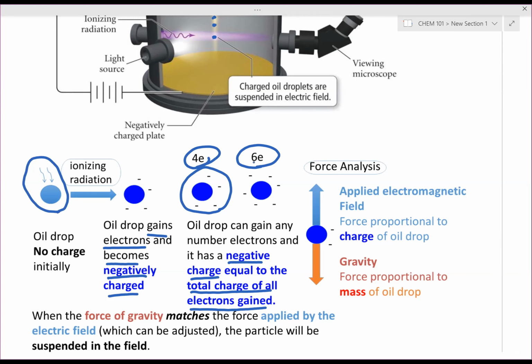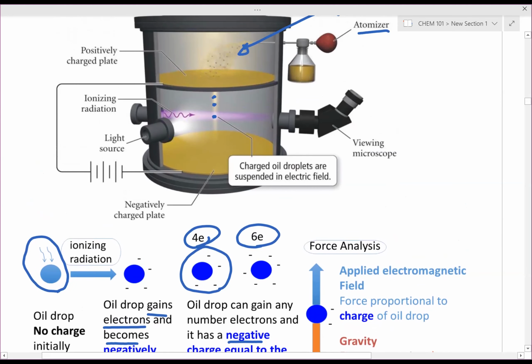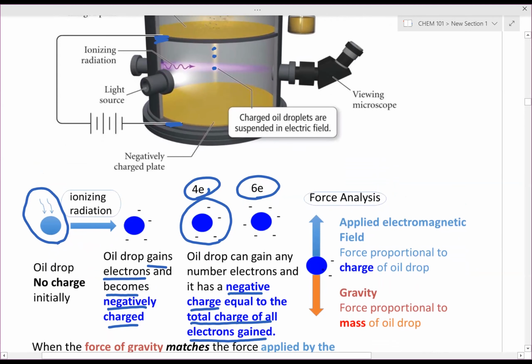Now, the way this works is you have an electromagnetic field in our setup. And what this field is going to do is take our charged oil drop, and depending on how we set our electromagnetic field, the oil drop will either rise or fall. So to use the physics idea of force analysis, the electromagnetic field is going to push our oil drop up and away from the bottom of our container.